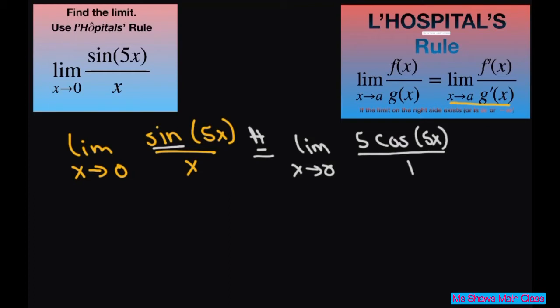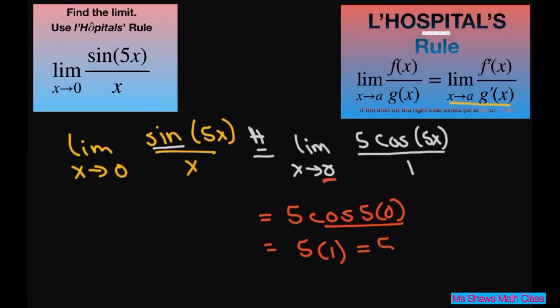Now, applying your 0 here, this is going to equal 5 times the cosine of 5 times 0, which equals 5 times cosine of 0. Cosine of 0 is 1. So you get 5 times 1 equals 5.